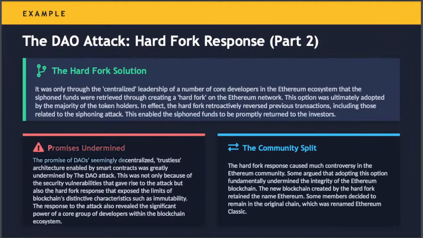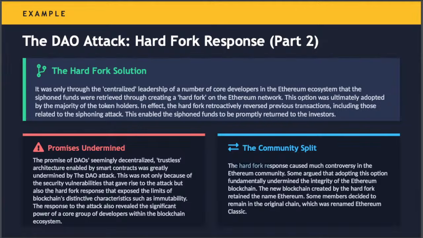The promises of the DAO's seemingly decentralized, trustless architecture enabled by smart contracts were greatly undermined by the DAO attack. This was not only because of the security vulnerabilities that gave rise to the attack, but also the hard fork response that exposed the limits of the blockchain's distinctive characteristics, such as immutability. The response to the attack also revealed the significant power of a core group of developers within the blockchain ecosystem. So less centralized than it appears. Seemingly decentralized.